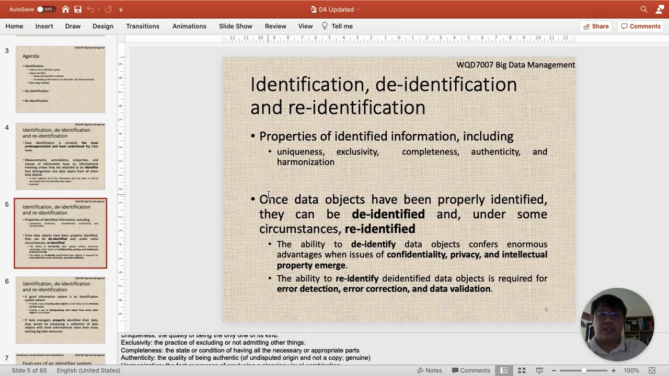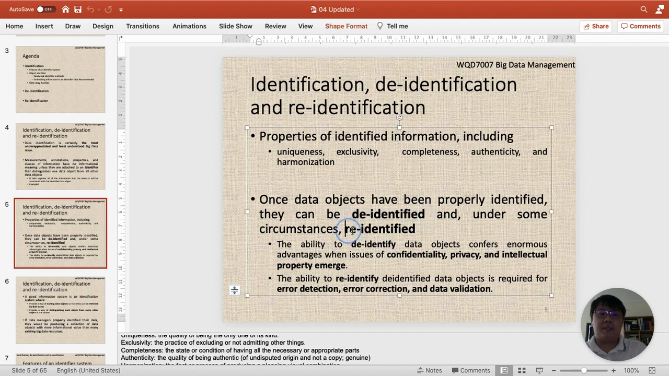So once a data object has been properly identified, which is what I explained to you just now, it can be de-identified and also, under some circumstances, re-identified. And what are the reasons behind it? One, when you want to de-identify, it is because of confidentiality, privacy, and intellectual property. You want to basically protect the data from leaking or from being exposed due to privacy concerns and so on.